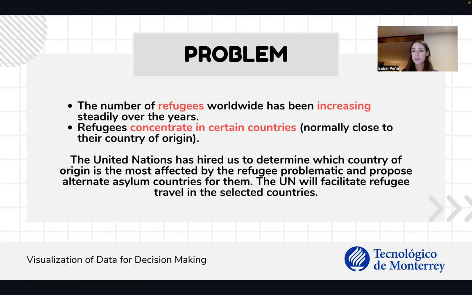The problem is that the number of refugees worldwide has been increasing steadily over the years. But refugees concentrate in certain countries, which are normally the countries close to their country of origin. In this case, the United Nations has hired us to determine which country of origin is the most affected by the refugee problem and propose alternate asylum countries for them. By doing this, the UN will facilitate refugee travel in the selected asylum countries at the end of the video.